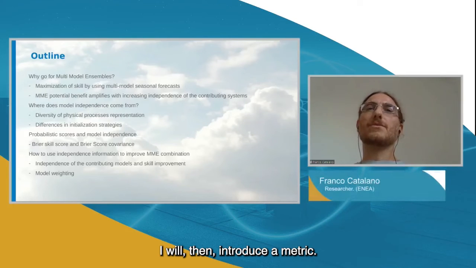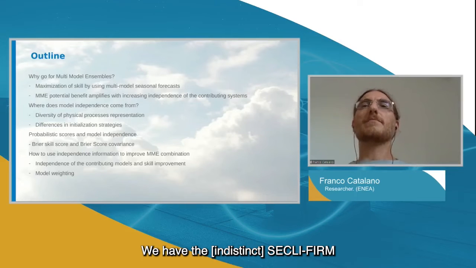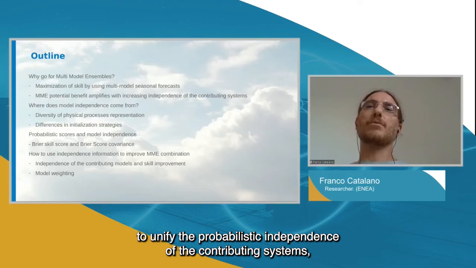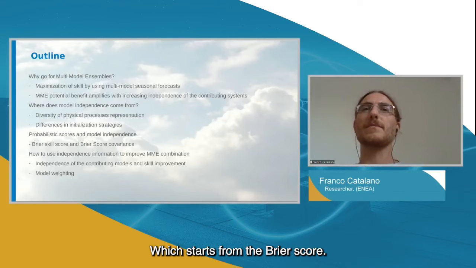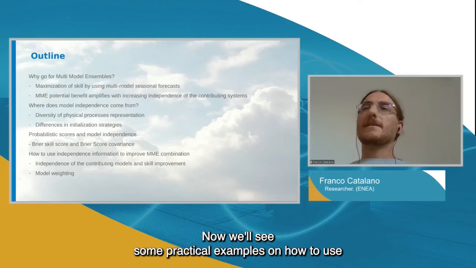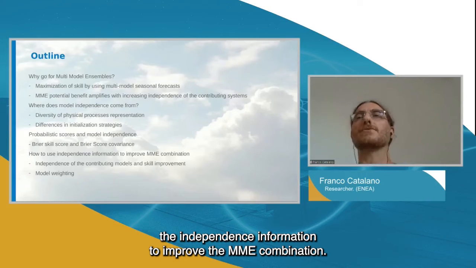I will then introduce a metric we have derived in SECLI-FIRM to quantify the probabilistic independence of the contributing systems, which starts from the Brier score. Then we'll see some practical examples on how to use the independence information to improve the MME combination.